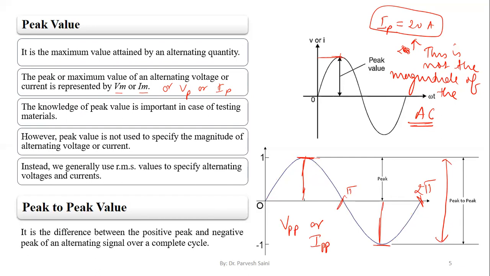Now let us go further: the average value of the alternating quantity. Now, what is an average value? If you have to find the average value of some, let us say, n numbers, you add all the numbers, 1 plus 2 plus 3 and so on up to n, and divide by n. This is how you would do it. To find the average of an alternating quantity, we generally find all the instantaneous values of the alternating quantity.